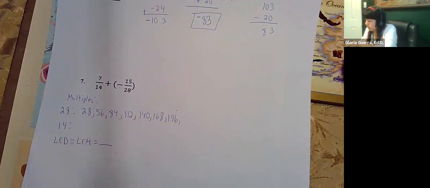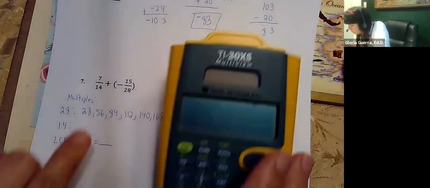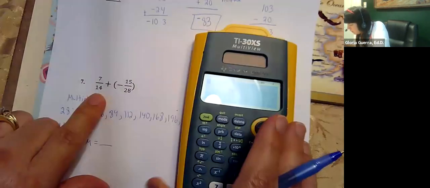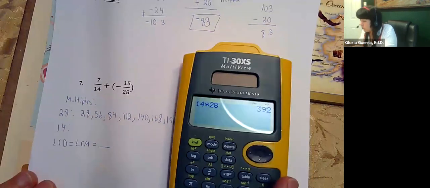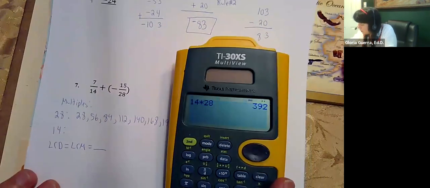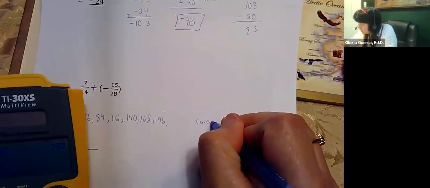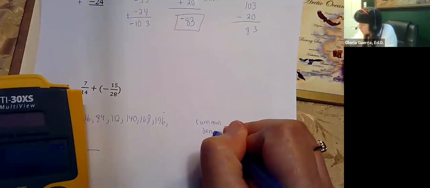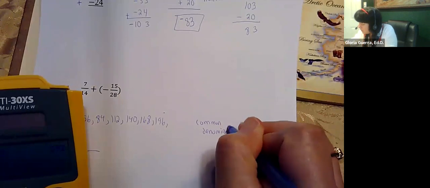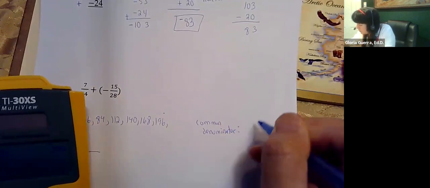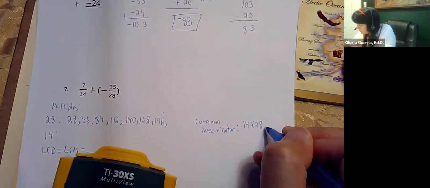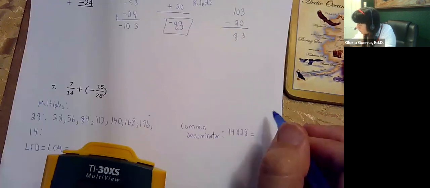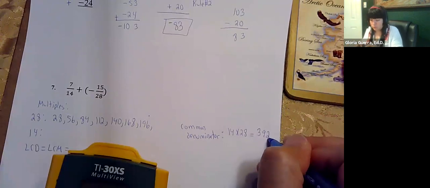Look how big that's going to be. If you were just to do 14 times 28, that's pretty big, right? 392. So let me do that on the side here. That's a common denominator. It's not the least, but it is a common denominator. And if anybody wanted to do that, you could. You just have to be prepared to reduce quite a bit.